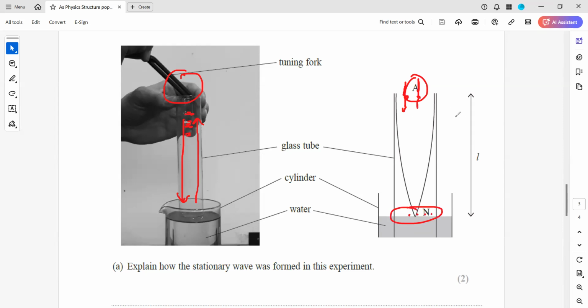And the distance between the node and antinode is a quarter of the wavelength. So lambda by 4 is L. So lambda is equal to 4L. That is what we get according to the figure.